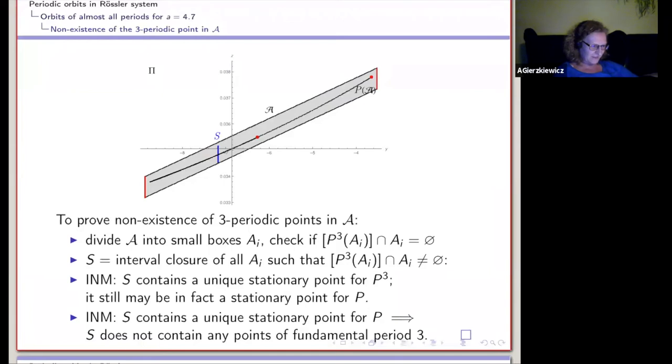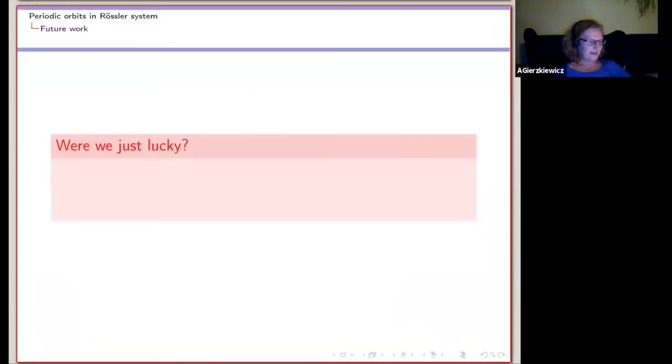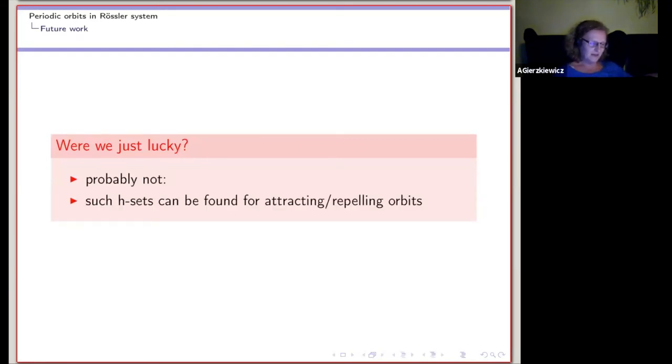Another question that we are working on is, was that just luck, or could we find such sets close to these intervals, covering intervals that have similar behavior, but in two dimensions? And we are pretty sure that it wasn't just luck, and that we can prove some interesting facts in general for attracting and even also for repelling orbits, that such behavior is, let's say, quite common.